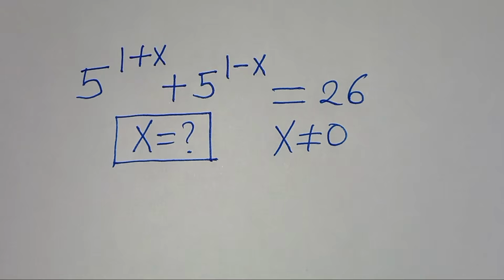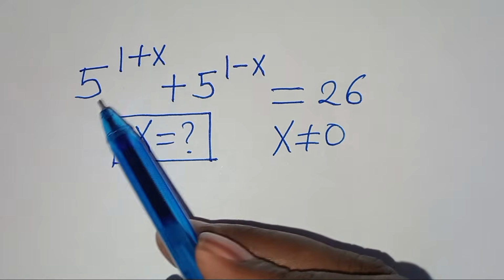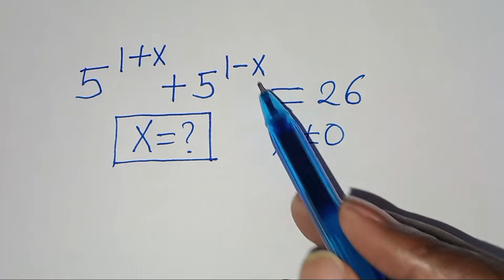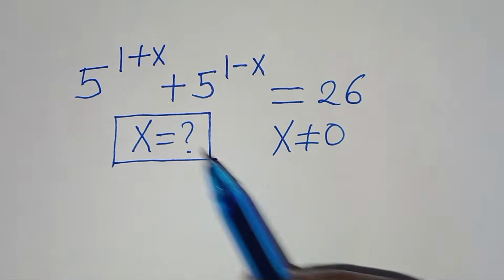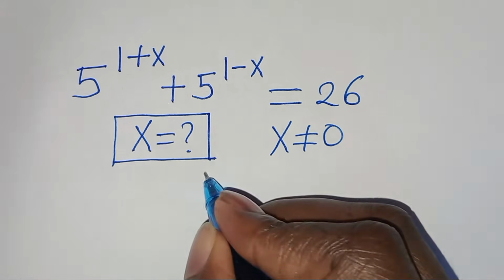Hello everyone, you're welcome to solve this nice exponential problem here, which is 5 to the power of 1 plus x plus 5 to the power of 1 minus x. This is equal to 26. So what is the value of x here, given that x is not equal to 0? So let's present the solution from here.